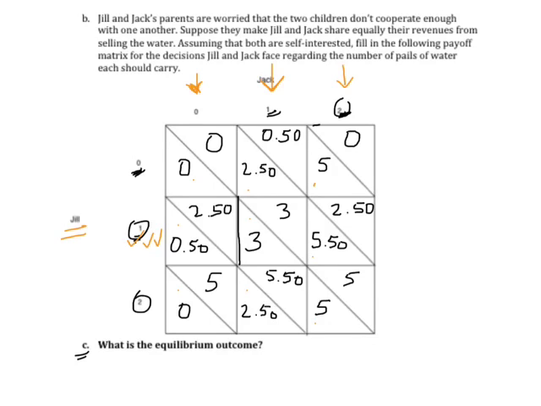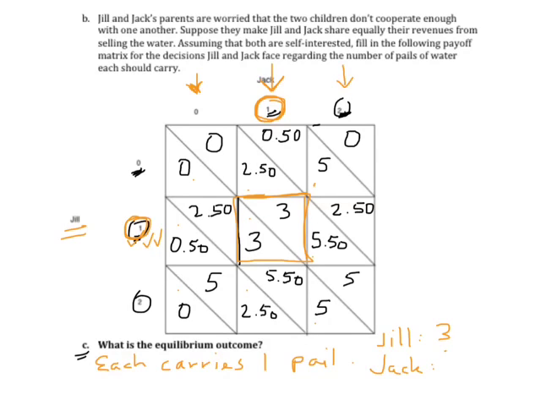It turns out Jill has a dominant strategy to carry 1 pail down, and it's a symmetric game, so Jack has a dominant strategy to carry 1 pail down. Well, as in any prisoner's dilemma, there's one Nash equilibrium, and it's where both parties play their dominant strategies, and that's going to result in each carrying 1 pail. Payoffs are Jill gets 3, Jack gets 3.